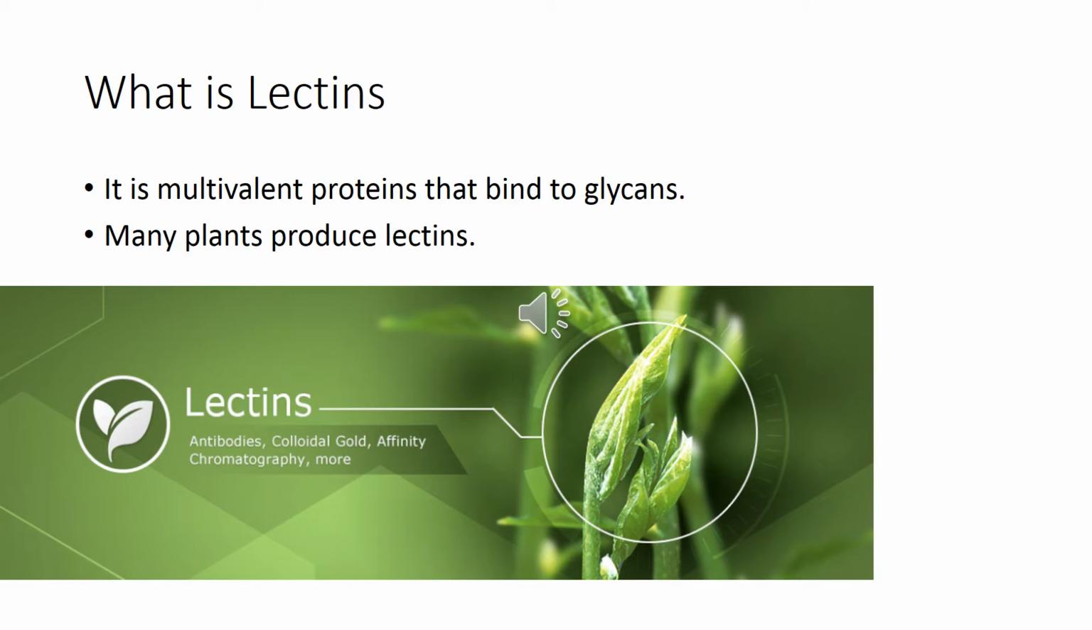Lectins can usually be found in plants, such as the beans that we were using last week. We ground the bean to obtain lectins by diluting the ground particles into a buffer. Lectins are multivalent proteins that will bind with glycans. And remember, glycans are really good at binding.